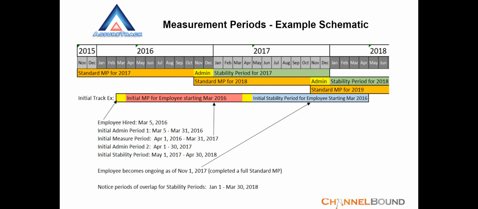Initial measurement periods can be set up in different ways. What we typically recommend is for all employees hired in a given month, have the measurement start the first of the following month and go for 1 year, have a 1-month admin period, and then an initial stability period of 1 year. That's going to be seen here.